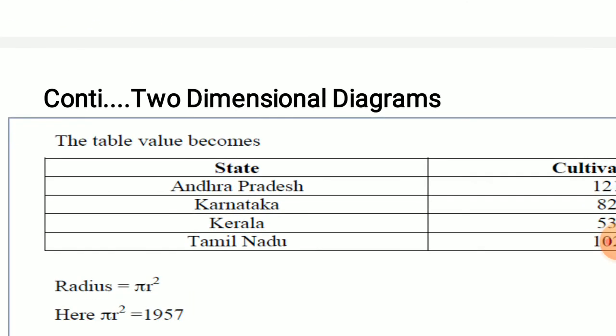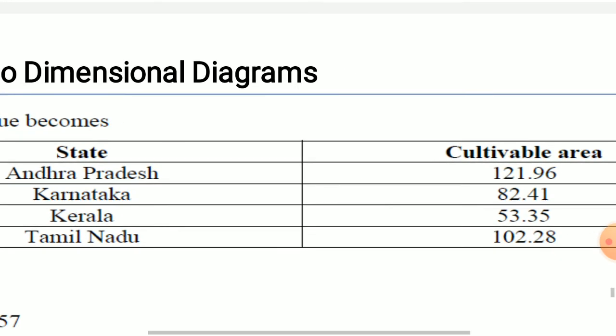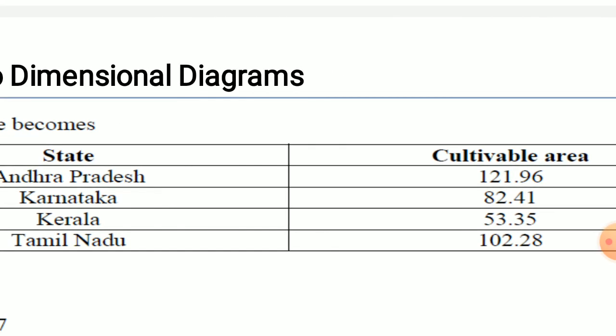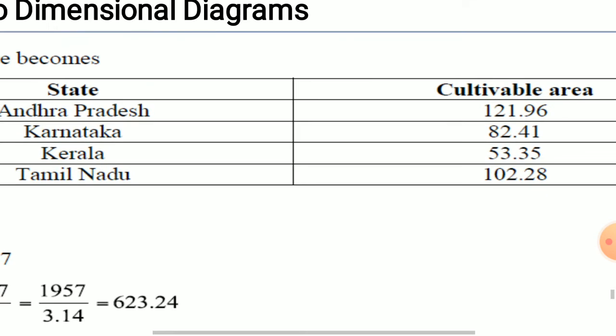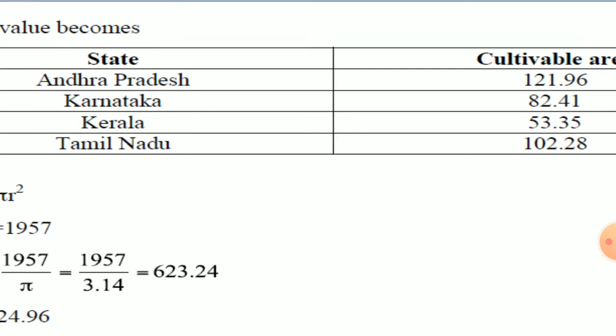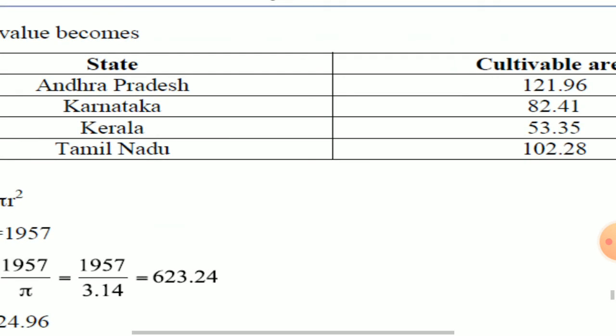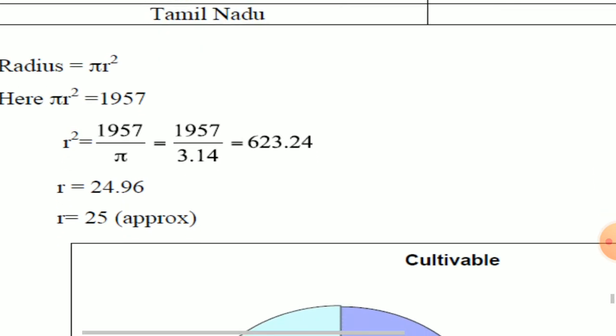So here the calculated values in respect of all the states are: cultivable area, Andhra Pradesh 121.96, Karnataka 82.41, Kerala 53.35, Tamil Nadu 102.28. So these are the degrees of the cultivable area of the different states.